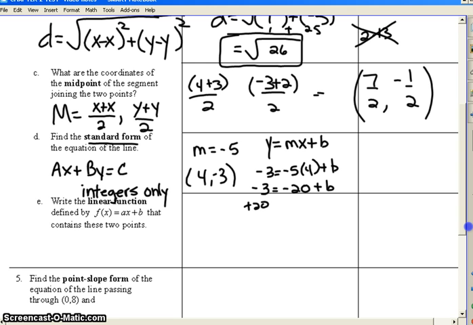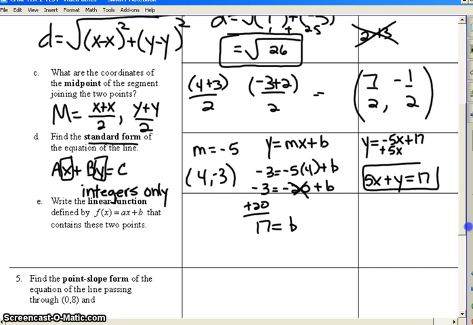Add 20. So 17 is your y-intercept. Okay, so if it was in slope-intercept form, it would look like y equals -5x plus 17. In standard form, x and y will be on the same side of the equation together. So I'm going to move this back over by adding 5x to both sides. So positive 5x plus y, 1y, equals 17. That's the standard form of that equation.